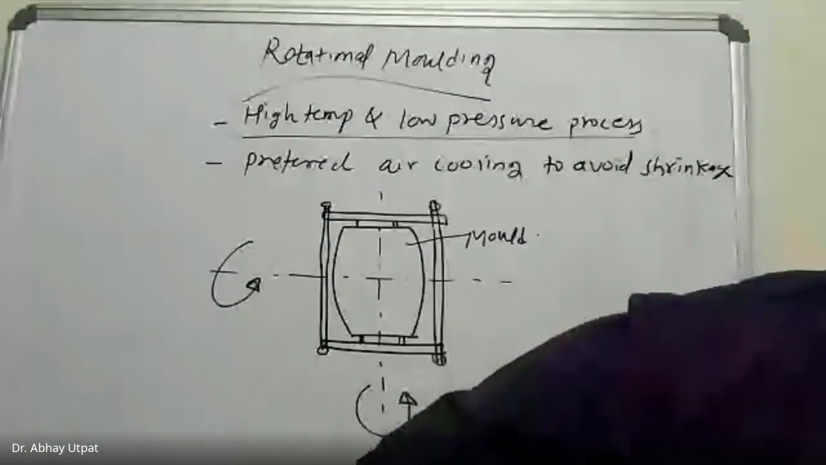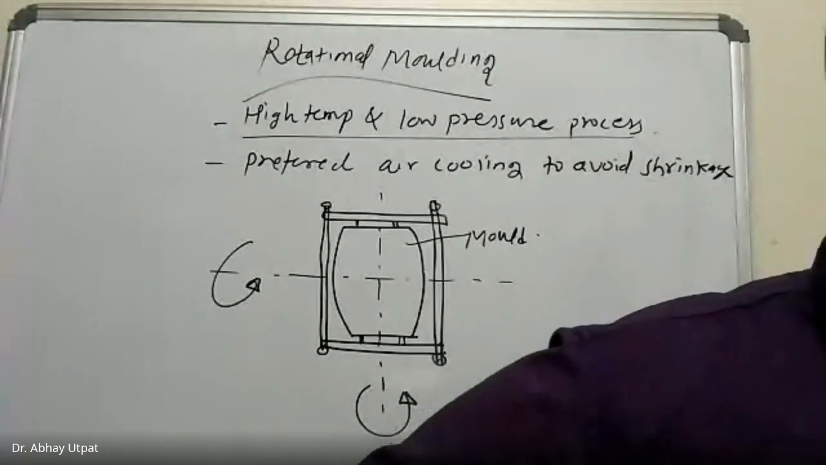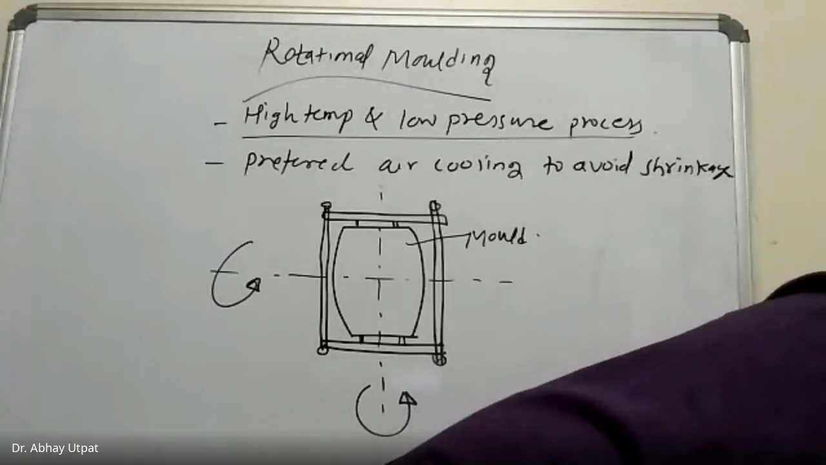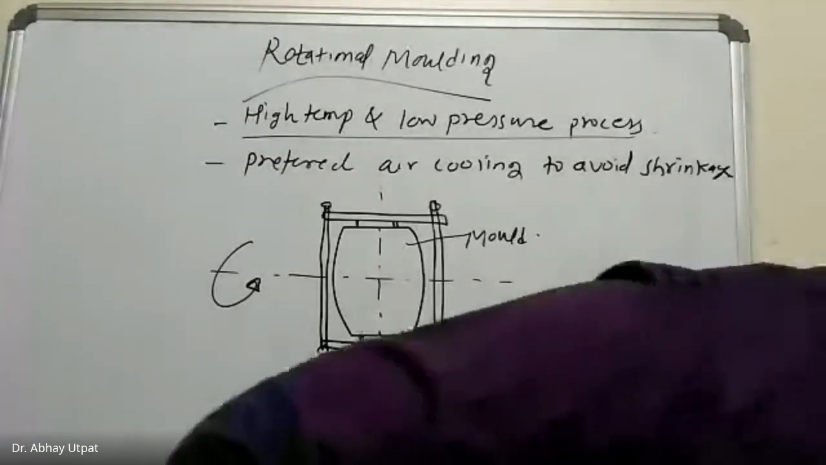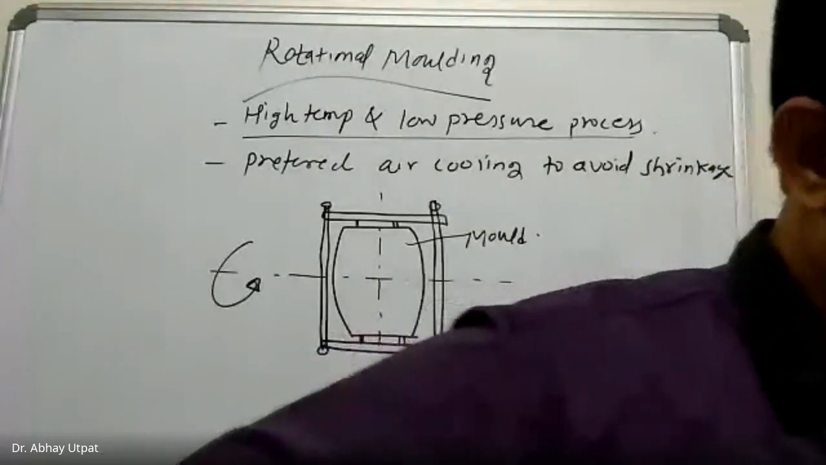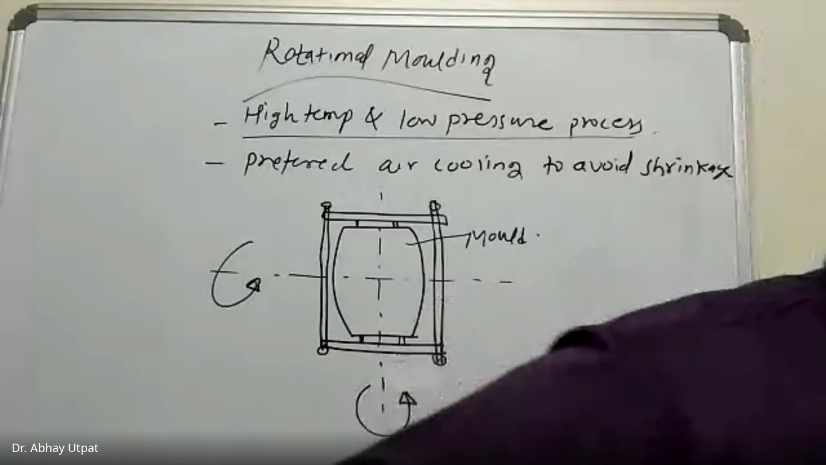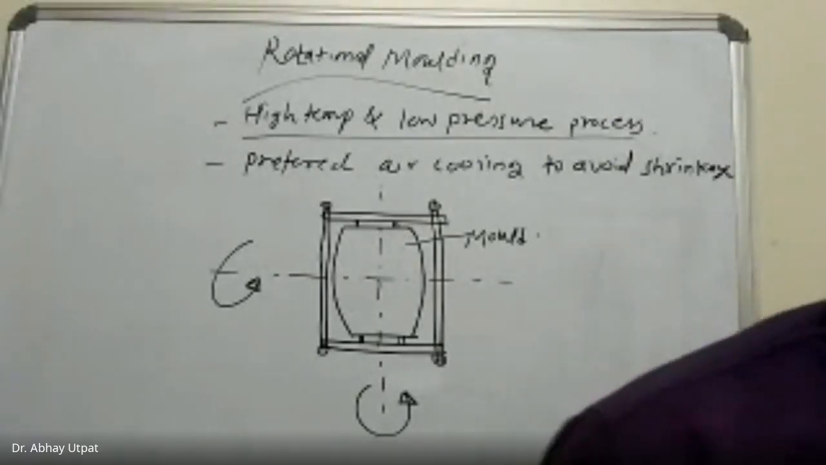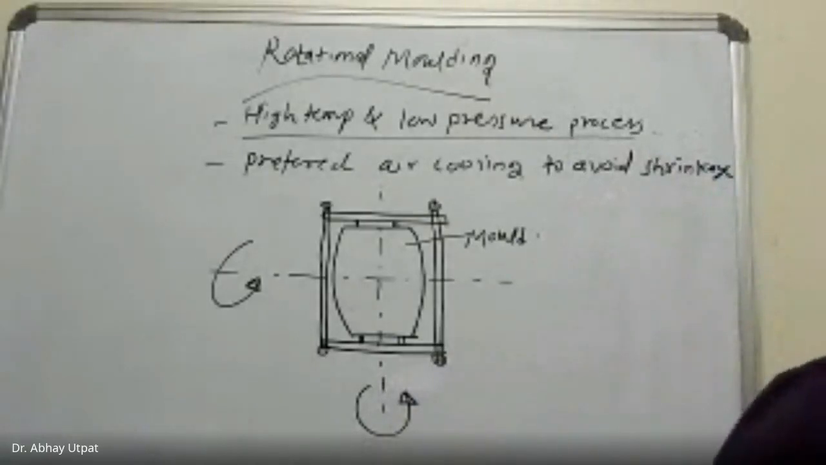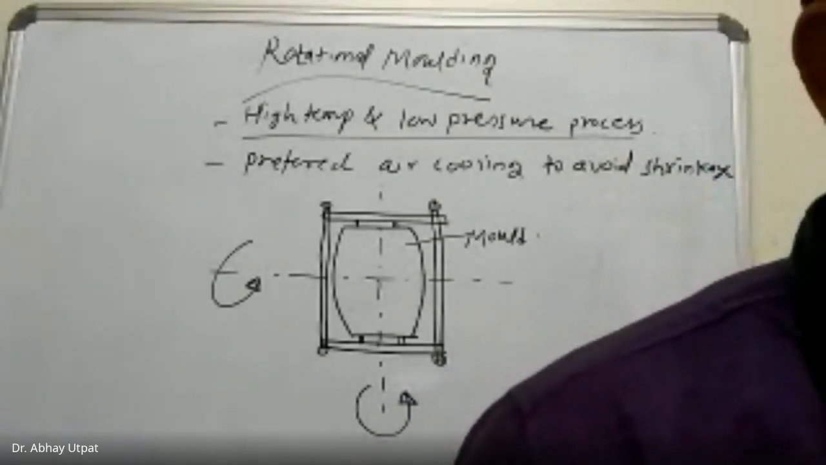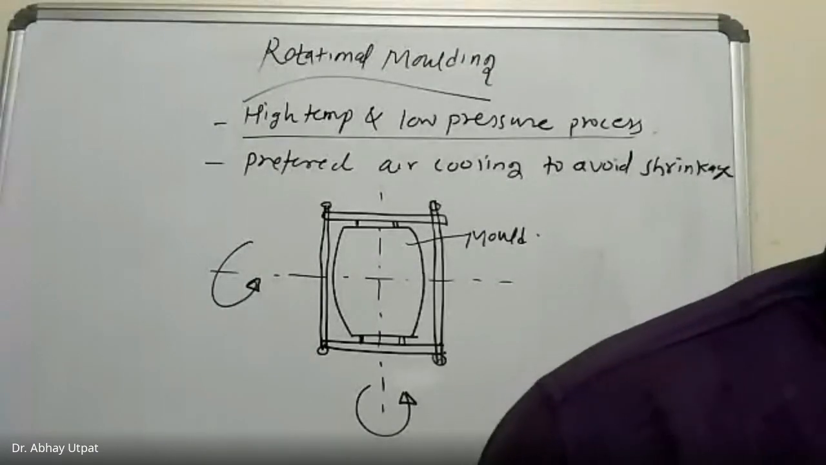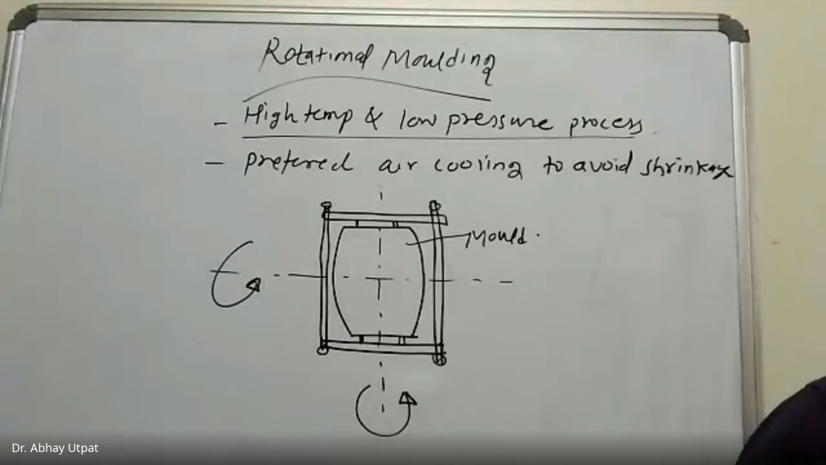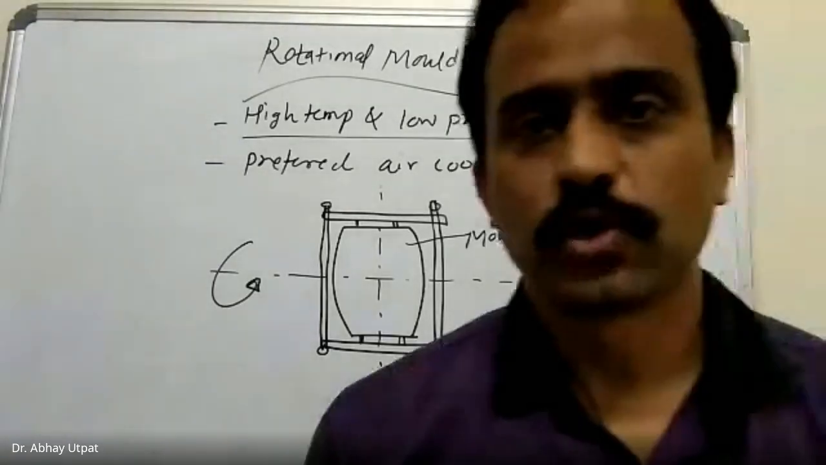Powder is poured into the closed split mold and rotated in biaxial direction to produce the hollow part. Full stop.